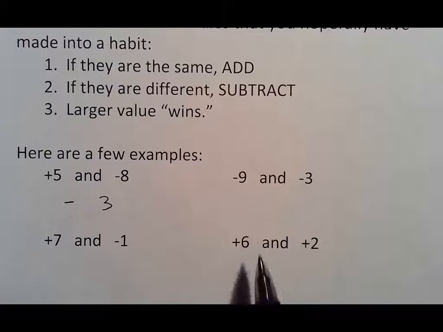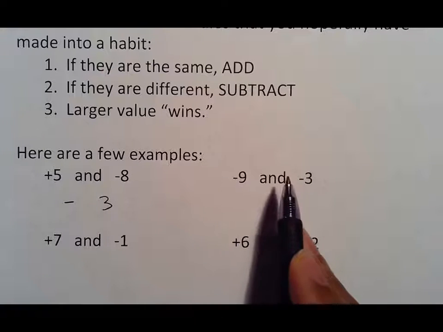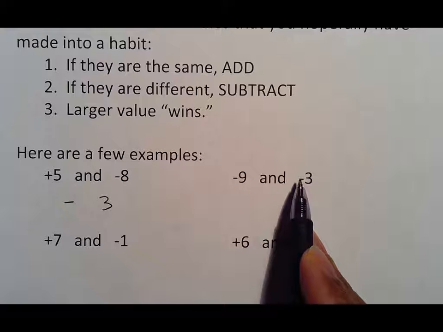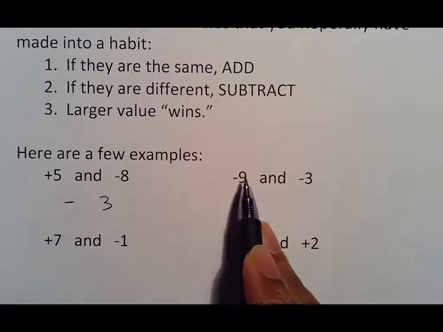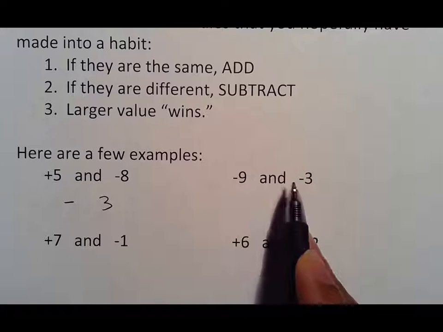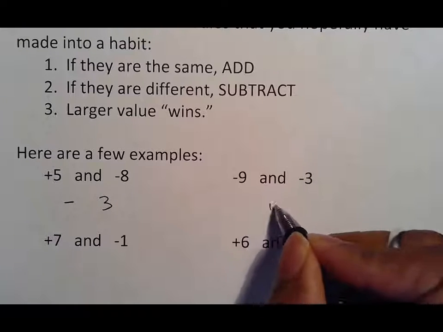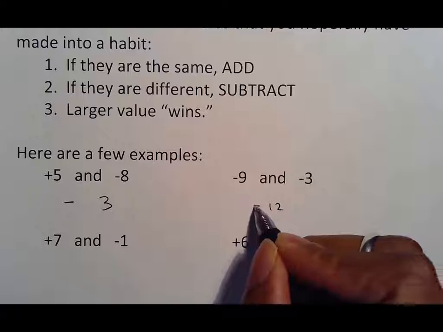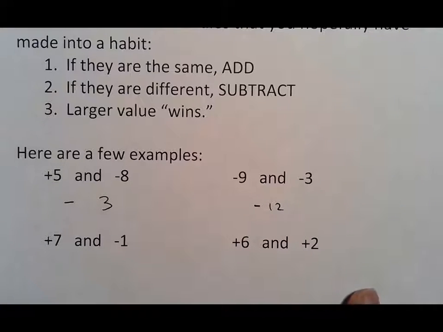Alright. Here, negative 9, negative 3. Again, when we look at this, they are both the same. That means that they work together to make 12, and since they are all negative, our sign would be negative.